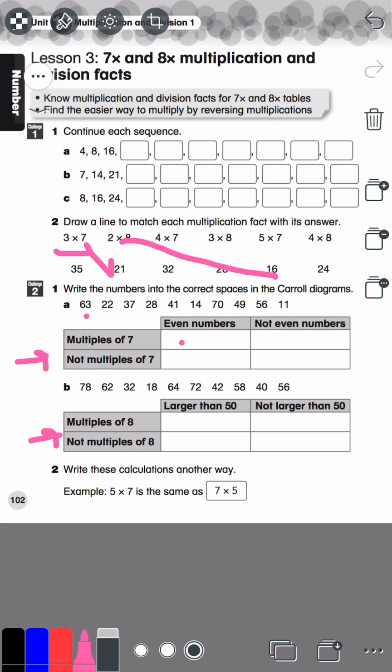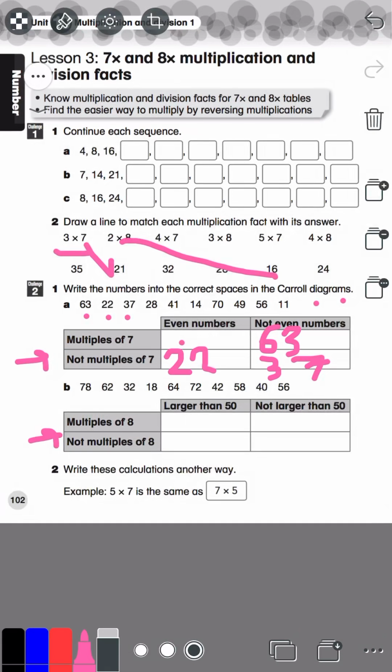63 is a multiple of 7, but it's not even, so we write it here. 22 is not a multiple of 7, but it's even. We write it here. 37 is not a multiple of 7, and it's not even, so we write it here. And so on for all the numbers. So don't pick only 3 numbers. I need you to do it for all the other numbers.